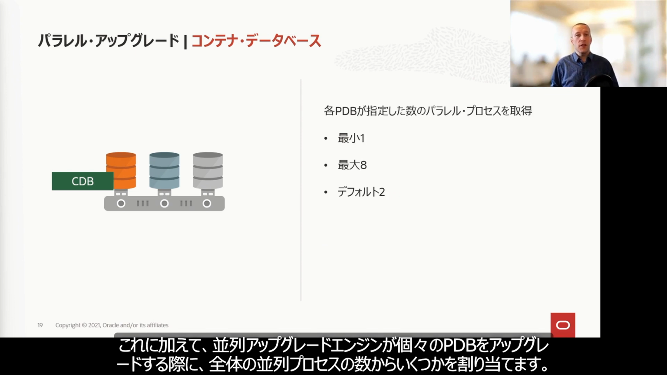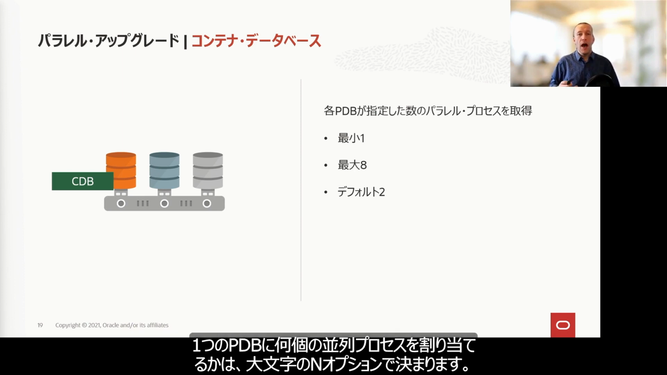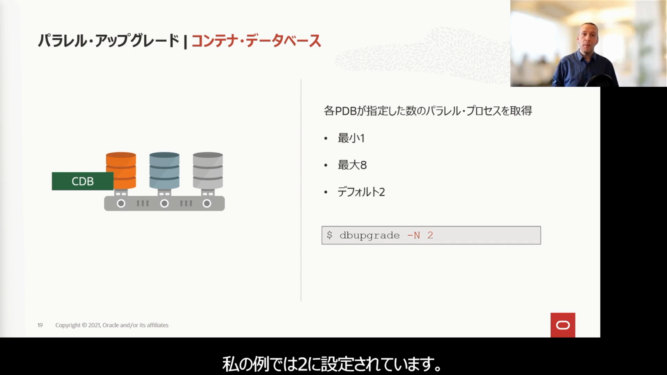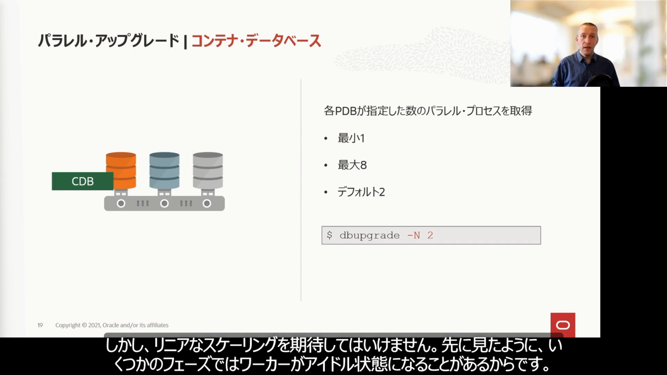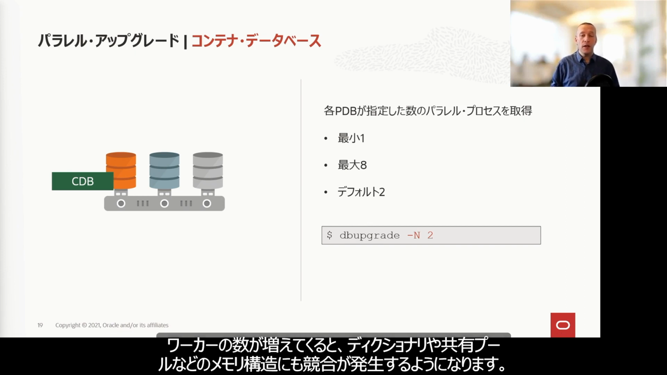In addition to that, when the parallel upgrade engine has to upgrade each individual PDB, it'll take a number of parallel processes from the overall count of parallel processes. How many parallel processes are assigned to one specific PDB? That's decided by the uppercase N option, and in my example, it's set to 2. You can change it all the way up to 8, but you shouldn't expect it to scale linearly because, as you saw previously, in some of the phases, the workers can be idle. And when you start to add more workers, you will also start to see contention in the dictionary and in memory structures like the shared pool.